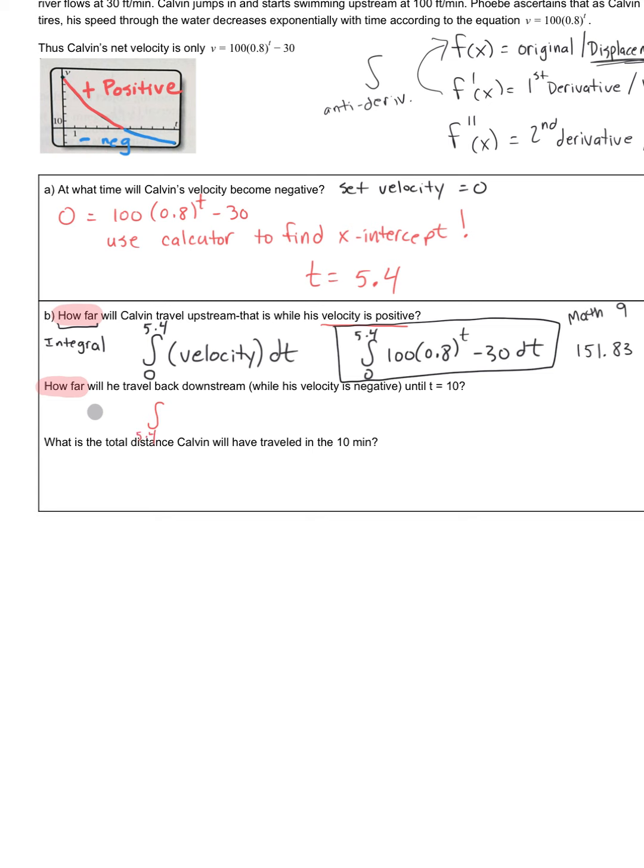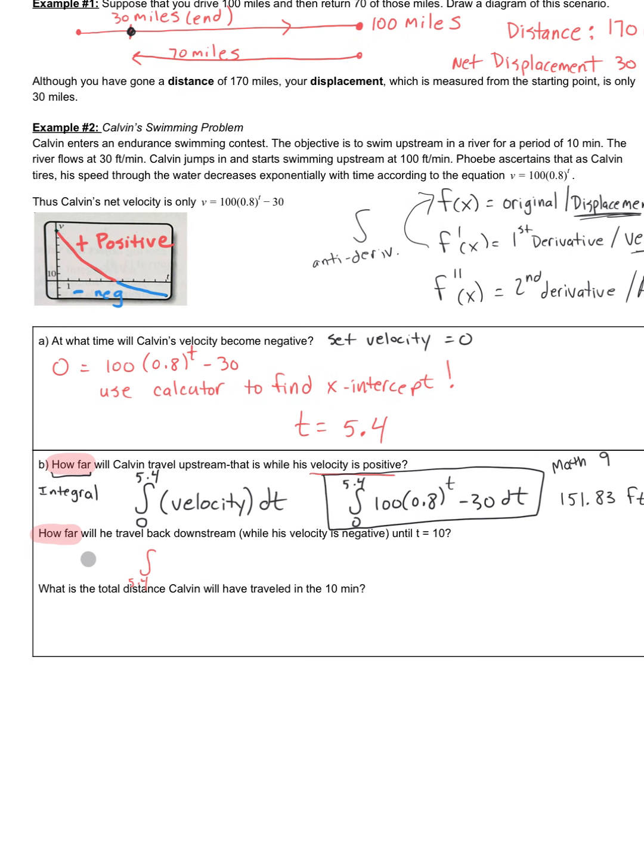Well, our right endpoint, we have to go up here and look at our problem right here. A period of 10 minutes. All right, so this is 10 out here on that x-axis. So my left and right endpoints are 5.4 to 10. We take the integral of our velocity equation, 100 times 0.8 to the t minus 30, and don't forget dt. You need correct calculus notation.